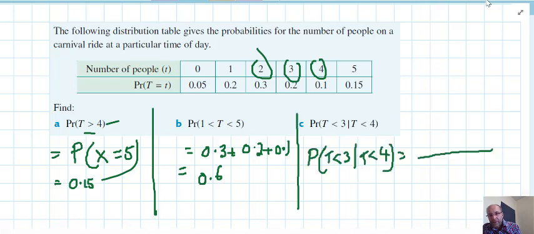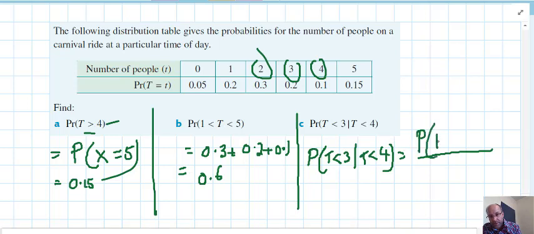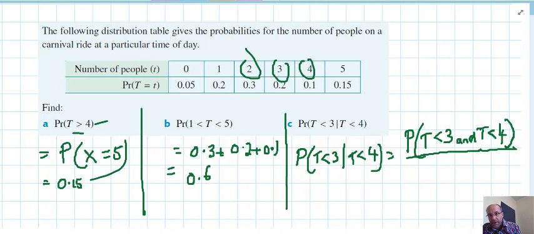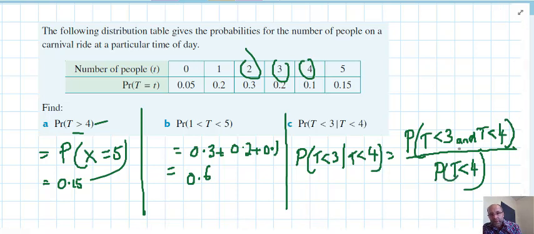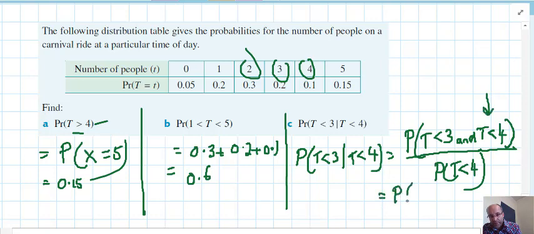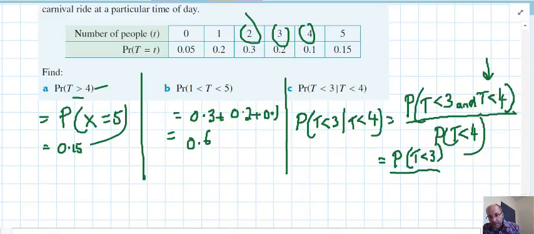So here's another conditional one at the end. Probability that t is less than 3 given that t is less than 4. So we put the probability of t is less than 3 and t is less than 4 over the probability that t is less than 4. Now look for redundancy. Okay, so if it's both less than 3 and less than 4, it makes this one redundant. So the numerator is the same as the probability of t less than 3 over the probability that t is less than 4.